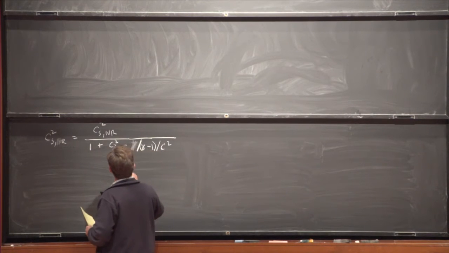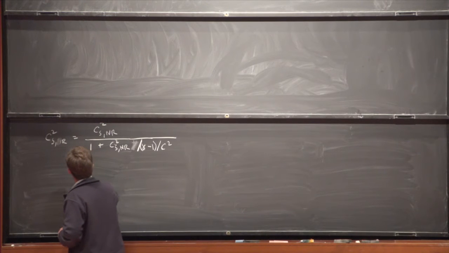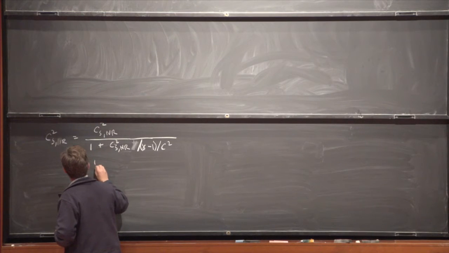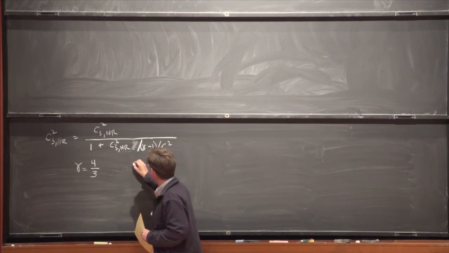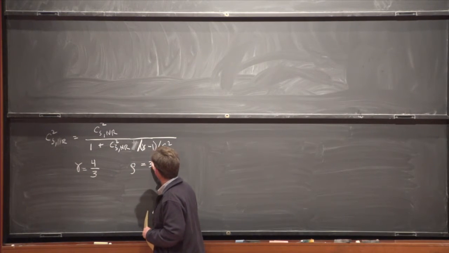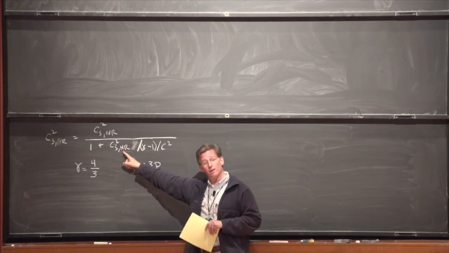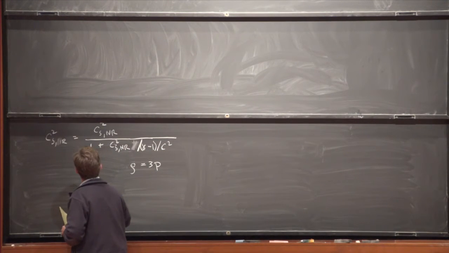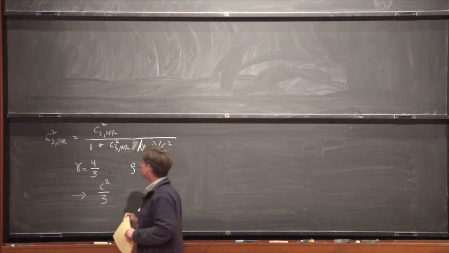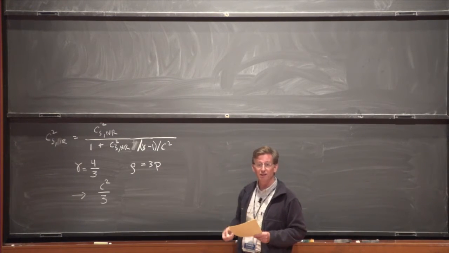For a fully relativistic fluid, we expect that gamma is equal to 4/3. So this is, rho is 3p. And in that case, in the limit where the non-relativistic sound speed is very large, this goes over to c squared over 3. Okay, so I think it's easy to see that that's the asymptotic limit.